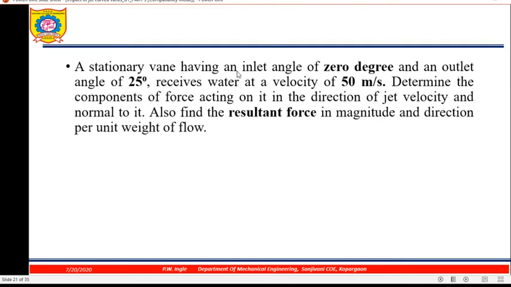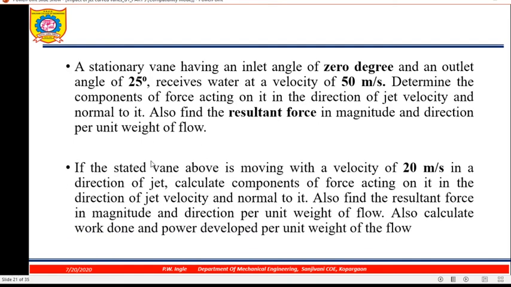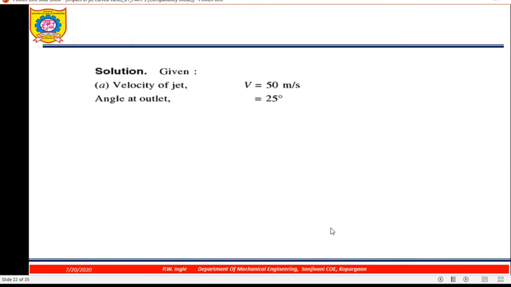Now, a stationary plate having an inlet angle of 0 degree, outlet angle is 25, receives the water at a velocity of 50 meter per second. Determine the component of force acting on it in the direction of jet velocity and normal, and also calculate the resultant force per unit weight of flow. This is very important, per unit weight of flow, that is, mass per second is 1. This is a stationary plate. If it is moving with a velocity of 20 meter per second, calculate the components. We solve this problem.